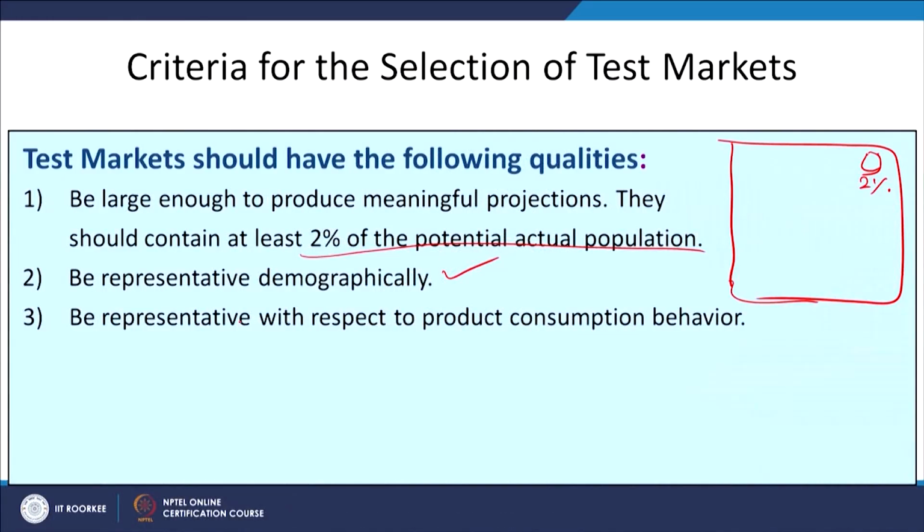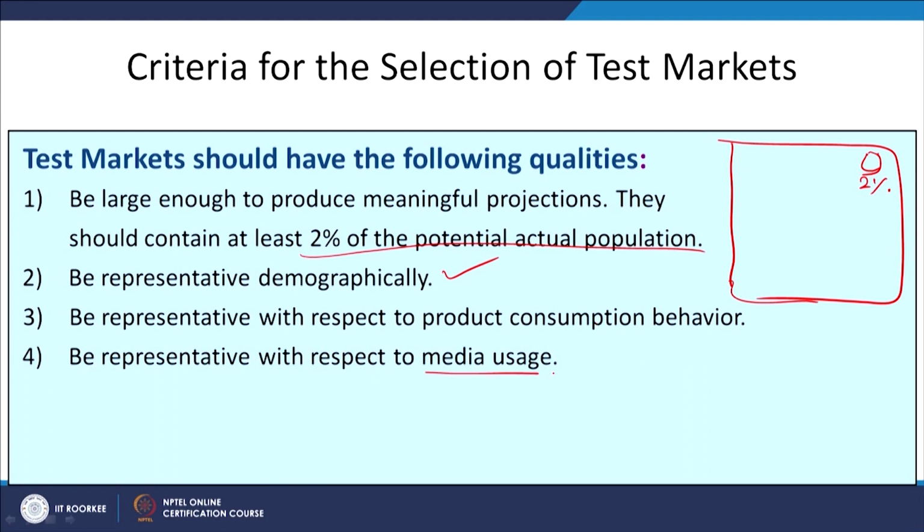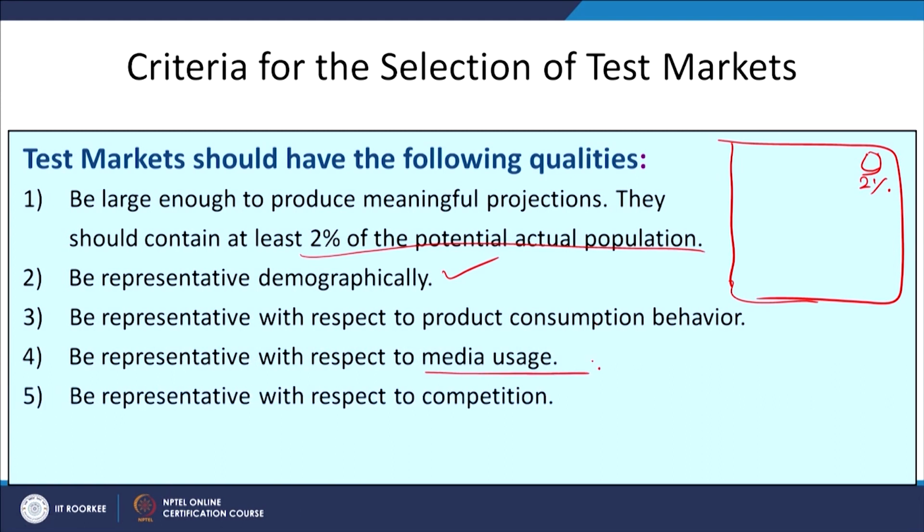It should be representative with respect to product consumption behavior. The consumption behavior should also be more or less the same. With respect to media usage also they should be similar. With respect to competition also, it should not be that you choose a test market where there is no competition or the competitors are not available, and you feel that is the true result, because the true result would be different with the presence of competitors. So, if more competitors are available and in your test market they are not, then that will give a wrong figure.